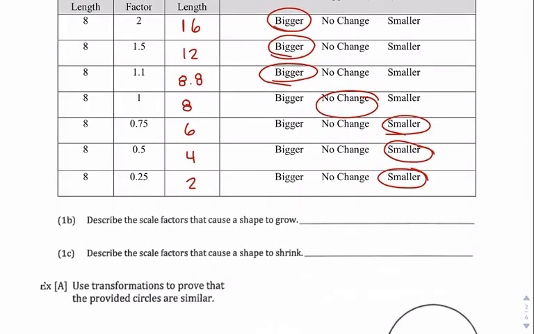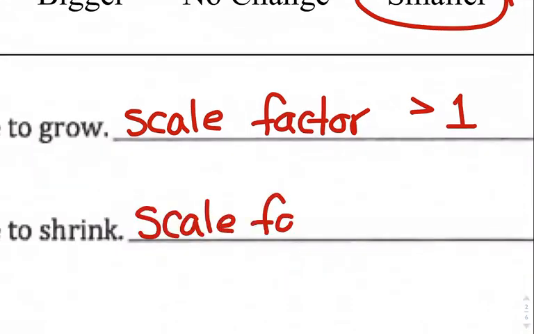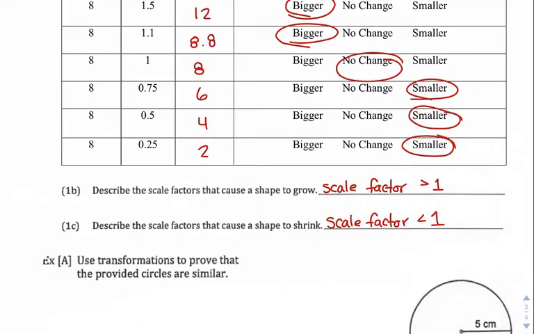So this is what your charts should look like, and then 1B says describe the scale factors that cause the shape to grow. So this is a review from Unit 7. So remember, if the scale factor is greater than 1, then the shape's going to get bigger. In order for it to shrink, remember your scale factor has to be less than 1. And those are your two rules.